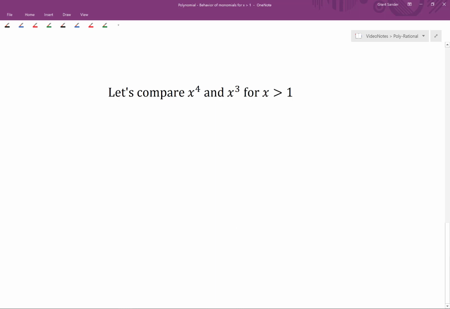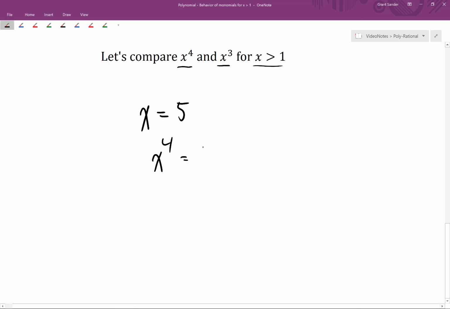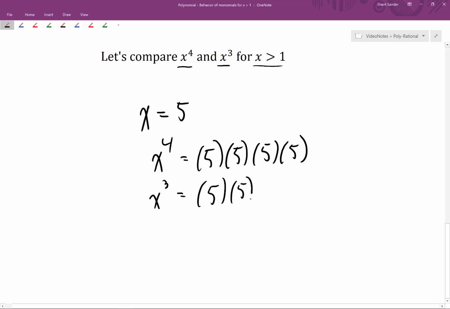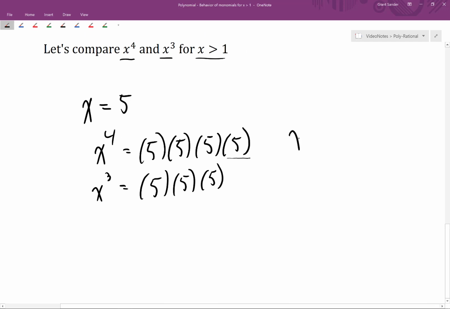So let's compare the values of x to the 4th and x cubed for values of x greater than 1. So let's look at the behavior of these two monomial expressions for values of x greater than 1. As a starting point, let's say x is equal to 5, in which case x to the 4th is equal to 5 times 5 times 5 times 5, and x cubed is equal to 5 times 5 times 5. And since x to the 4th has an extra factor of 5, that x to the 4th term should be larger than x cubed. So in this case, for x equal to 5, we would say x to the 4th is greater than x cubed.